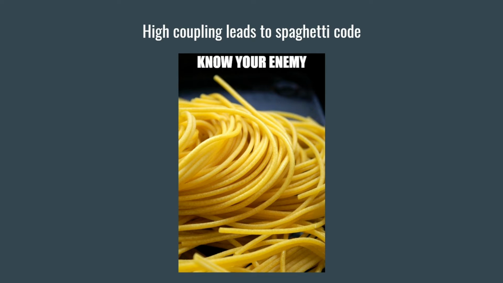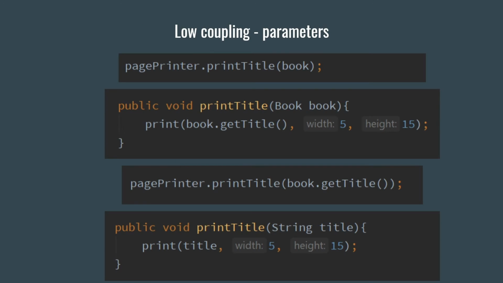Spaghetti code also leads to rigidity. Rigidity happens when the code fights your changes, and even small changes take a lot of time to implement. If your class is used in the entire project, so it has high coupling with almost all the other classes, it will be hard to change, so your system will be rigid.